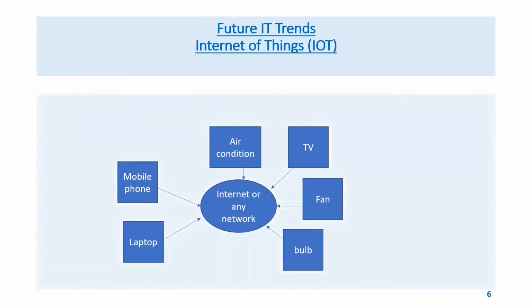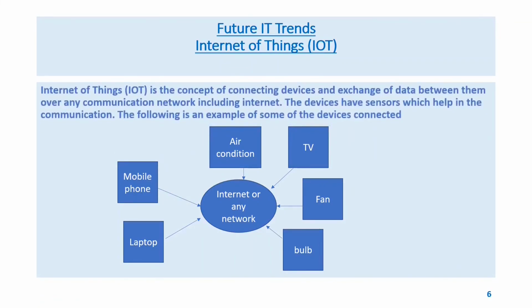Next future IT trend is Internet of Things. Internet of Things is called IoT. It is a concept of connecting devices and exchange of data between them over any communication network, including internet. The devices have sensors which help in the communication. The following is an example of some of the devices connected. So they are connected over internet or any other network.